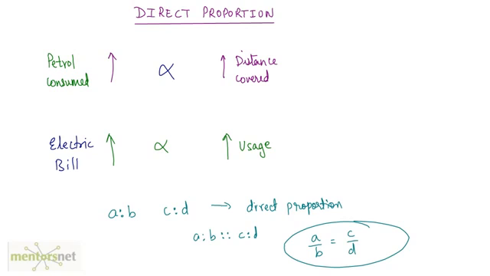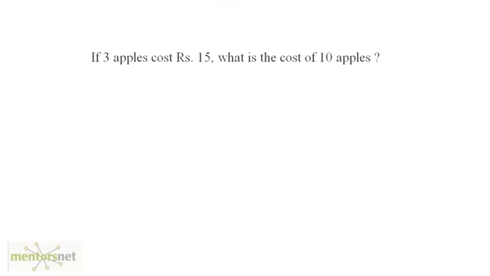Now let us solve a problem involving this. We have 3 apples whose cost is 15 rupees. Now what is the cost of 10 apples? Well, here there are two quantities. One is apples and another is cost. And when you increase the number of apples, the cost also increases. This means that this is a direct proportion. The number of apples are in direct proportion to the cost, right?